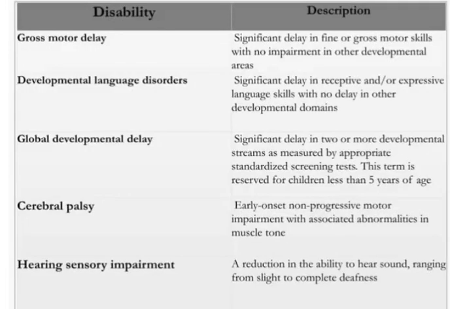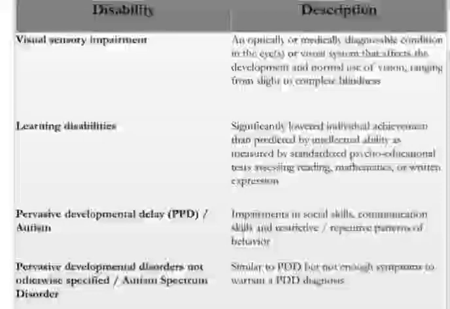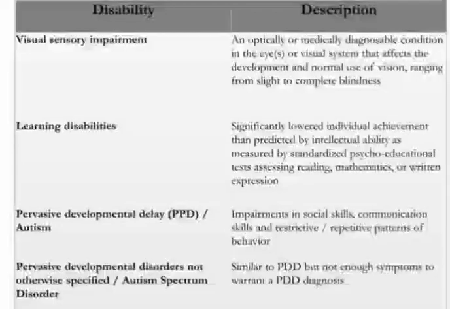Cerebral palsy. Early onset non-progressive motor impairment with associated abnormalities in the muscle tone. Hearing sensory impairment. A reduction in the ability to hear the sound, ranging from slight to complete deafness. Visual sensory impairment. An optically or medically diagnosable condition in the eye or visual system that affects the development and the normal use of vision, ranging from slight to complete blindness.